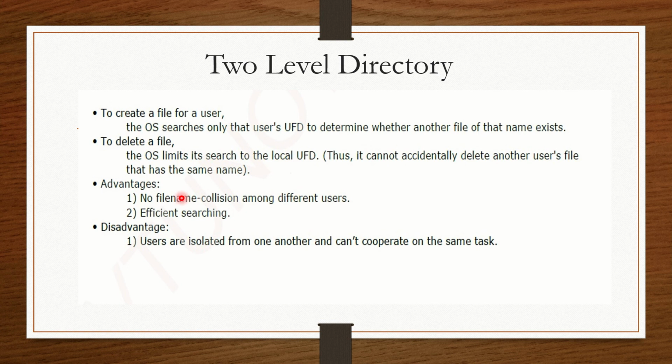Okay, so what are the advantages? No file name collision among different users, since files are stored in different directories, and efficient searching is also easy compared to one single level directory. And what will be the disadvantage? Users are isolated. Each user's directories or files are isolated from one another and can't cooperate on the same task. Okay, no sharing of files among the different directories. That is one disadvantage of two level directory.